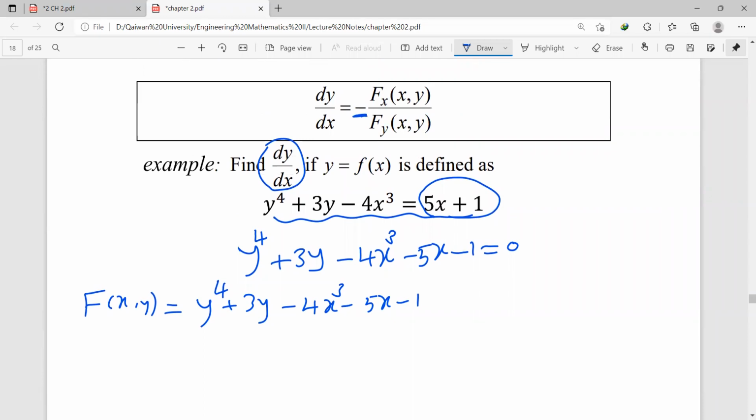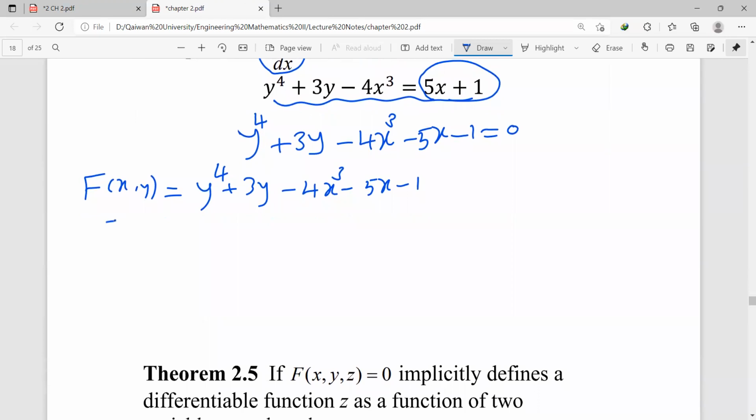That's all, f sub x and f sub y. So here we say capital F sub x of x, y equals what? The partial derivative of this function with respect to x. The first term becomes 0 because in this term we have no x, we have only y. And the second term also becomes 0 because even in this term we have no x, we just have y.